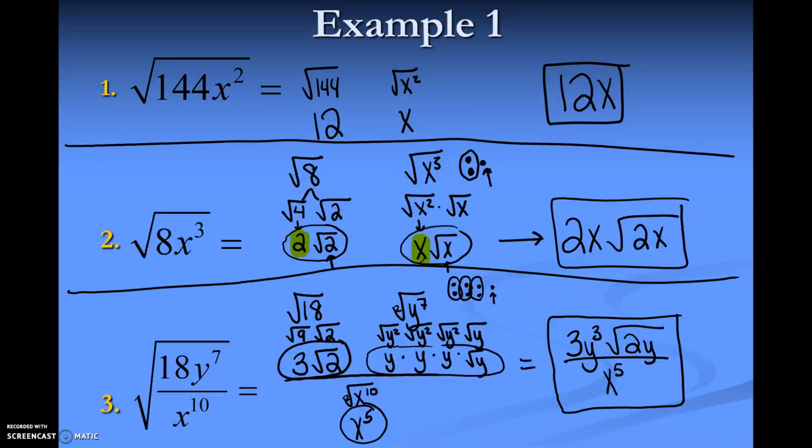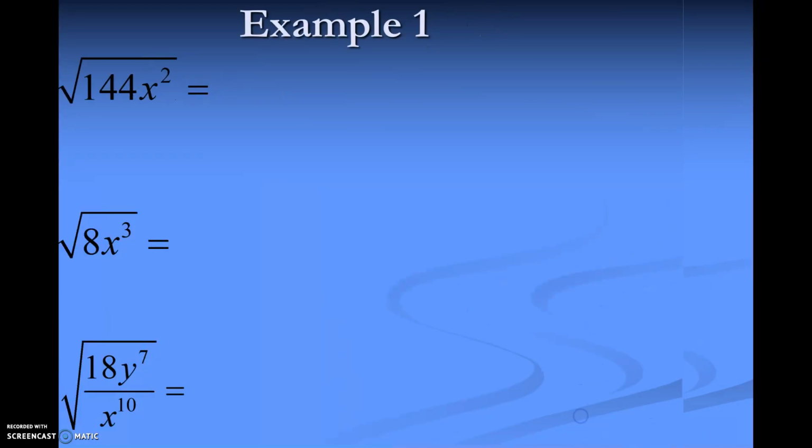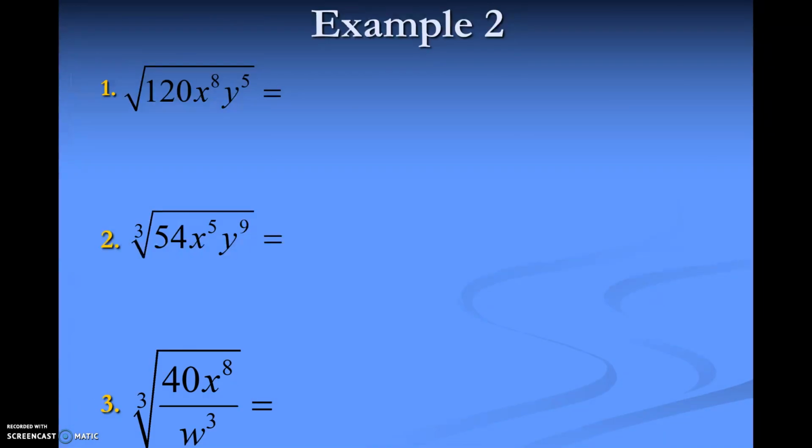On the next slide, example 2, I'd like you to try number 1 on your own. Pause the video. You're simplifying the square root of 120. You're simplifying the square root of x to the 8th and the square root of y to the 5th, and then putting all of that together into one cohesive answer. So pause the video, try this one on your own.